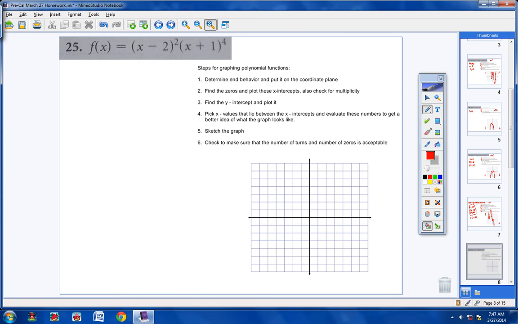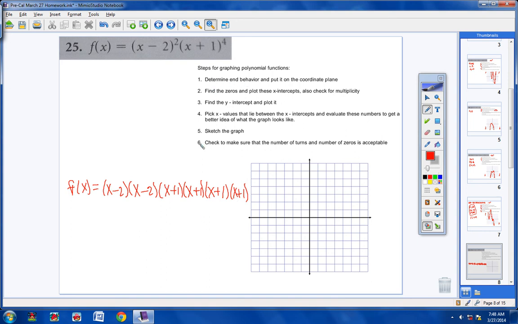Now, I personally think it's going to be helpful to write this out. So I'm going to put f of x equals x minus 2 squared, so I'm going to put x minus 2 twice. And then x plus 1, that's 4 times. Now it's important that I do that because remember, I'm trying to find my lead coefficient and I don't want to make any mistakes. So I'm going to go ahead and put x plus 1 4 times. Alright, there we go. Now let's find the end behavior.